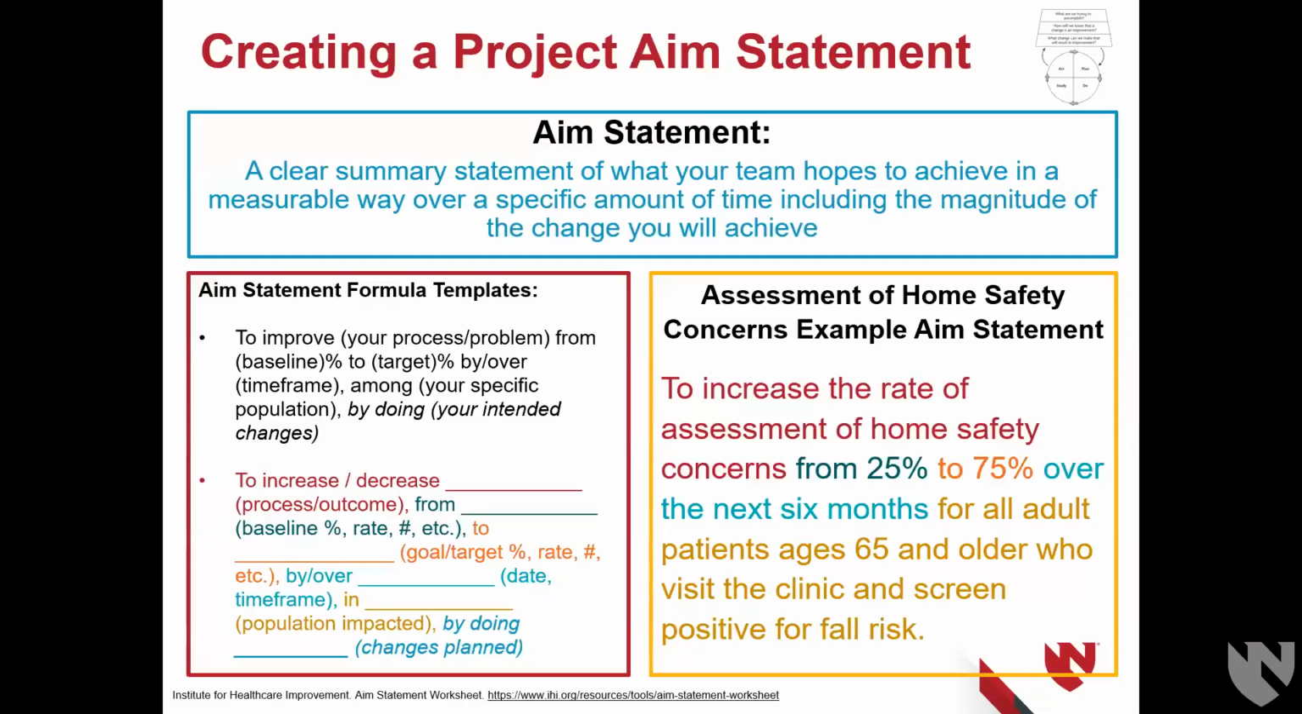So we've created an example aim statement, just again as an example for the assessment of home safety concerns. For reference, as you think about creating your own aim statements for your efforts to improve assessment of home safety concerns. So in this particular example, the example aim statement is to increase the rate of assessment of home safety concerns from 25% to 75% over the next 6 months for all adult patients ages 65 and older who visit the clinic and screen positive for fall risk.